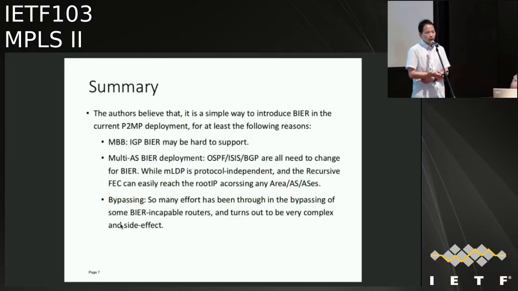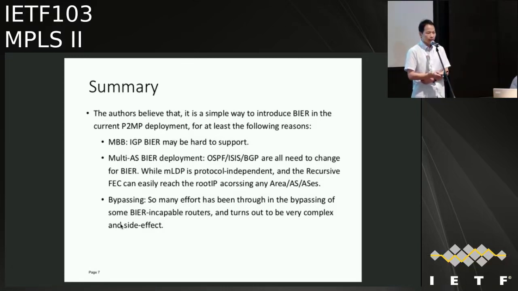Summary. We believe it's a simple way to introduce BEER in the current P2MP deployment, for at least the following reasons. One is make-before-break; IGP BEER may be very difficult to support. The second is multi-AS BEER deployment. If we want to deploy BEER spanning multiple ASes, then we need to change OSPF, ISIS, and BGP for BEER, while mLDP is protocol independent, and the recursive FEC can easily reach the root IP across any area or AS.